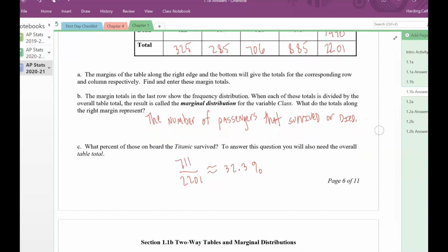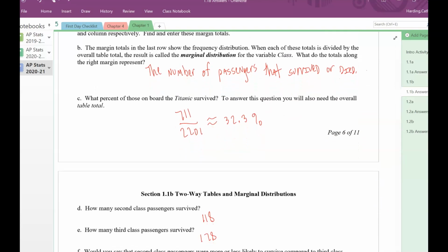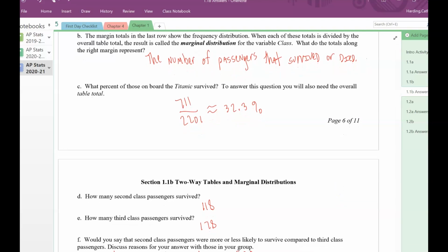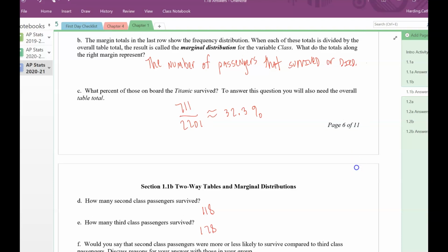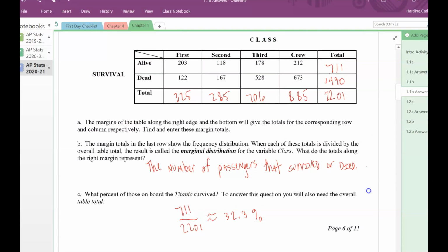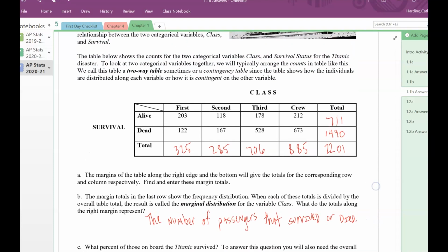Okay, so in the first couple, C, D, and E, you're just answering based on your contingency table. And then if you look at part F, you had to decide, would you say that second class passengers were more or less likely to survive than third class passengers? Well, there's different things that you could look at. But one thing that we're going to look at is out of the total number of second class passengers that there were, what percent of them survived versus just looking at the third class passengers. This is something called a conditional percentage.